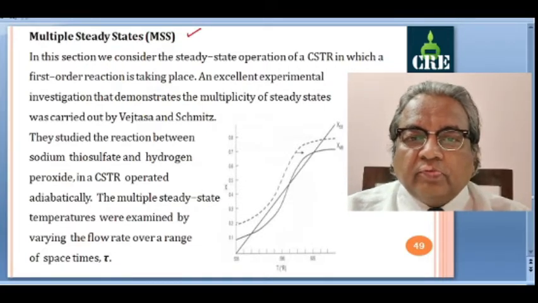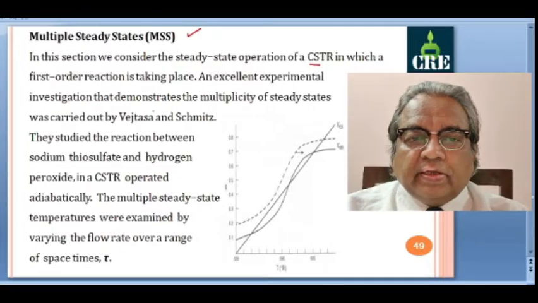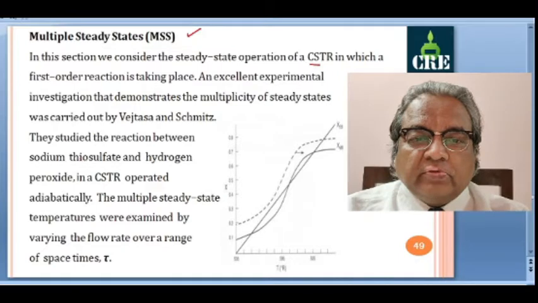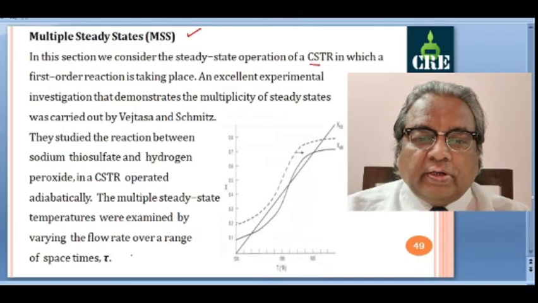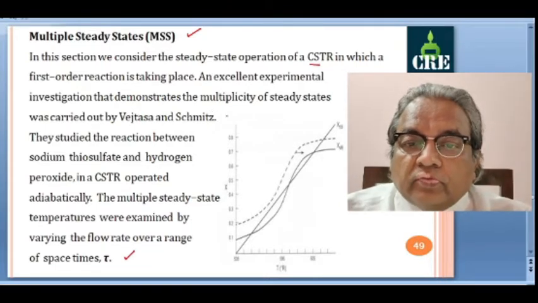We will study today the concept of multiple steady states, MSS. In this section, we will consider a steady state operation of a CSTR in which a first order reaction is taking place. An excellent experimental investigation that demonstrates the multiplicity of the steady states was carried out by Bestasa and Smits. They studied the reaction between sodium thiosulfate and hydrogen peroxide in a CSTR operated adiabatically. The multiple steady state temperatures were examined by varying the flow rate over a range of space-times tau.